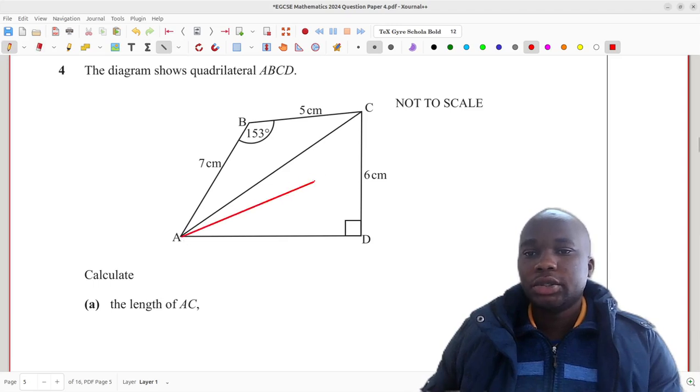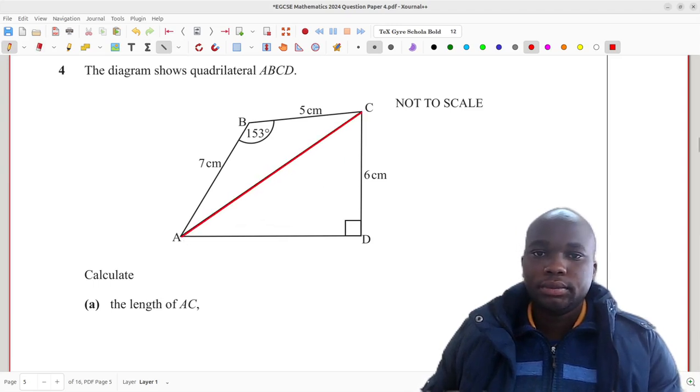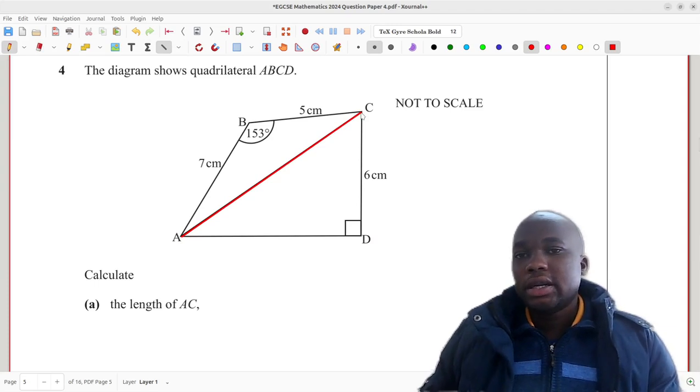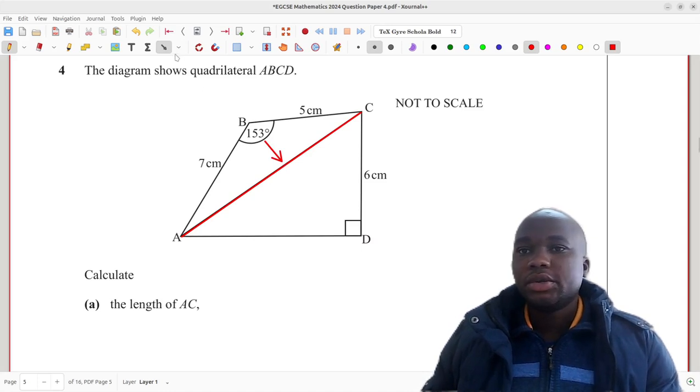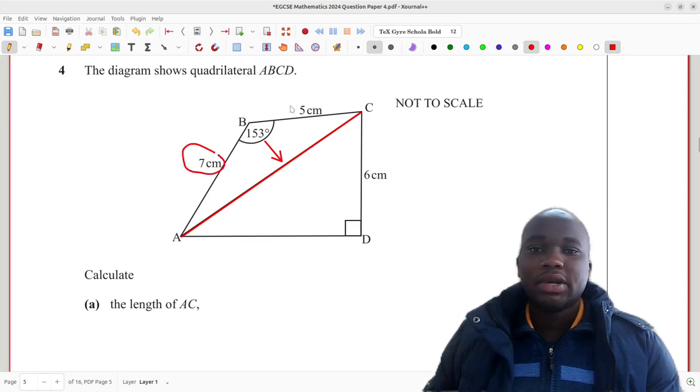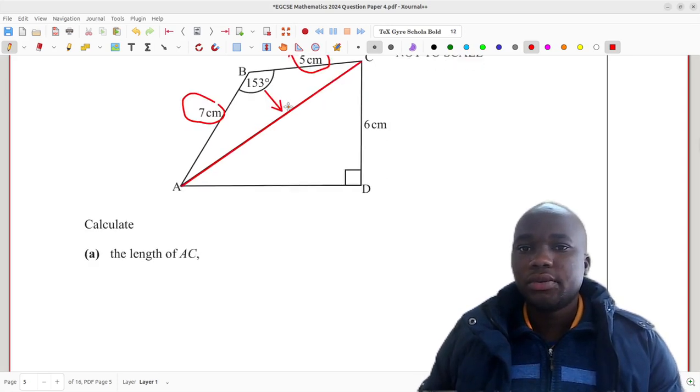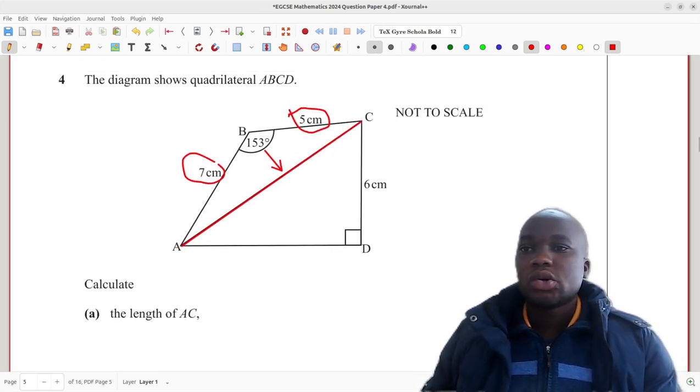AC, it's this one. So to find that length, let's check what we have. We have an incomplete pair, and the other two sides, this one and this one, which simply means we are supposed to use the cosine rule. Let's use the cosine rule for this question.